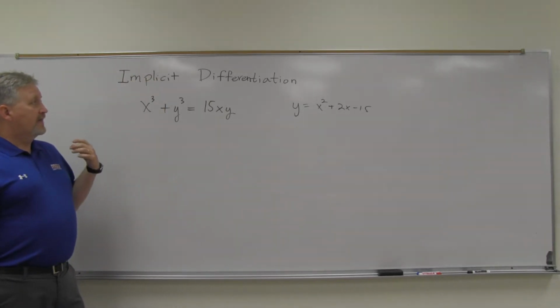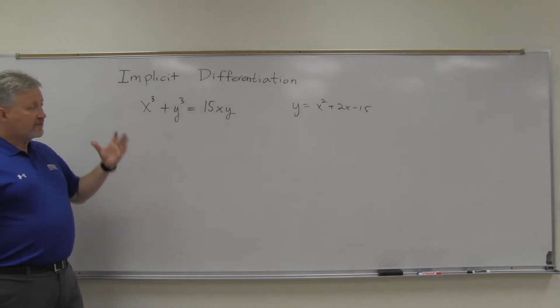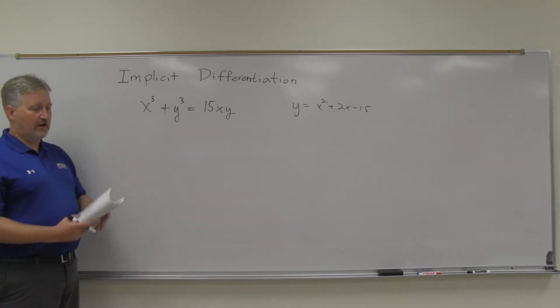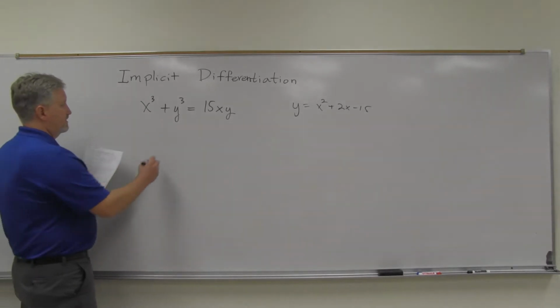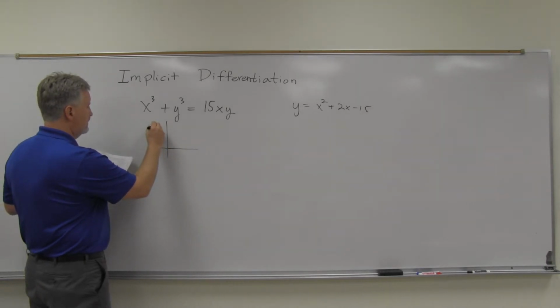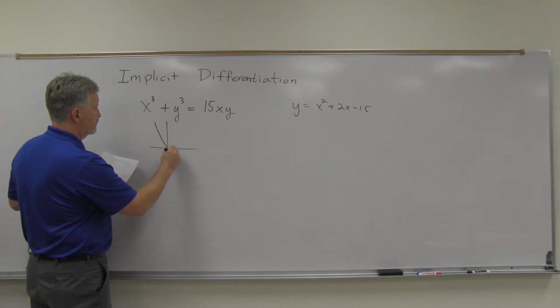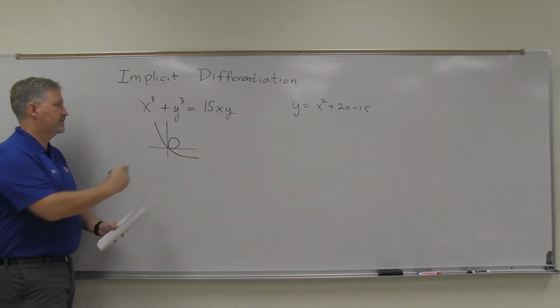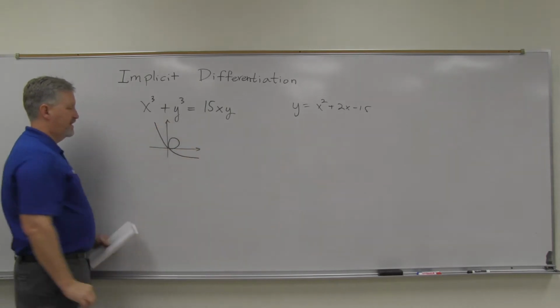However, the graph of this is called the folium of Descartes. Let me just draw it up here. It looks like this, or something similar to that.